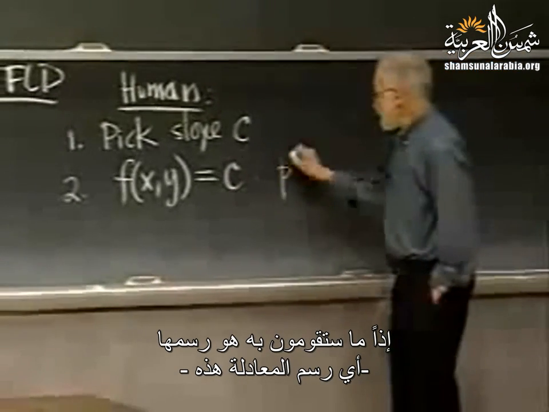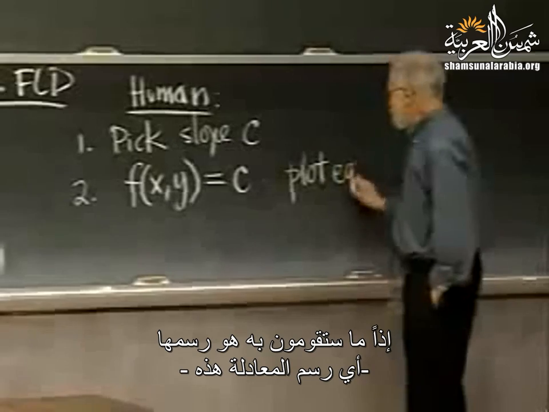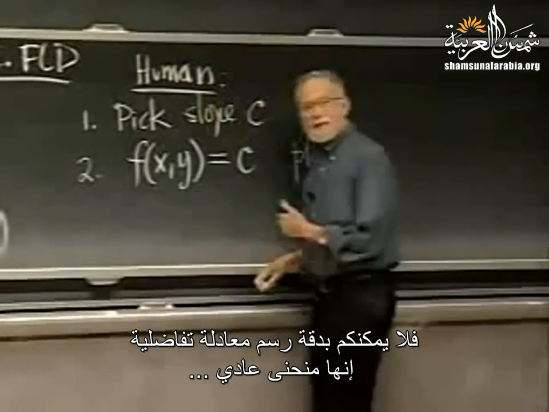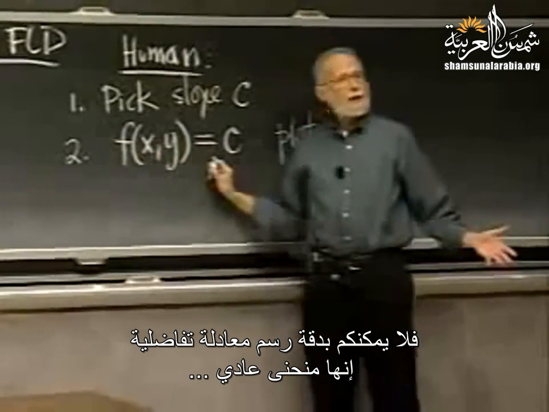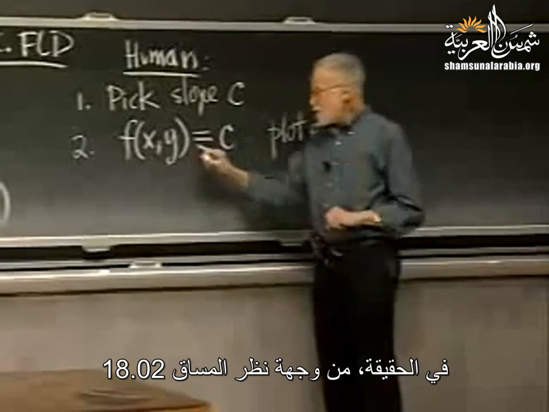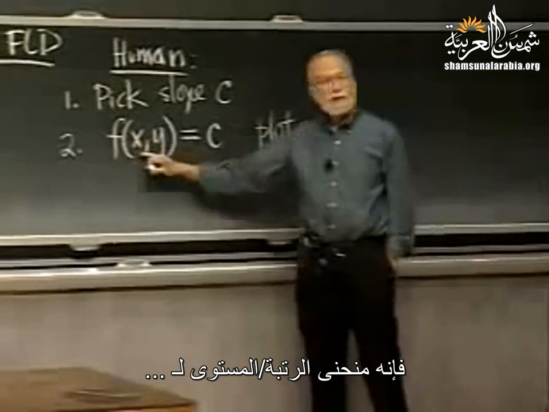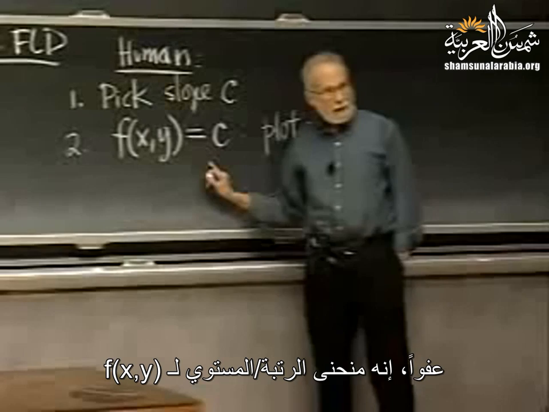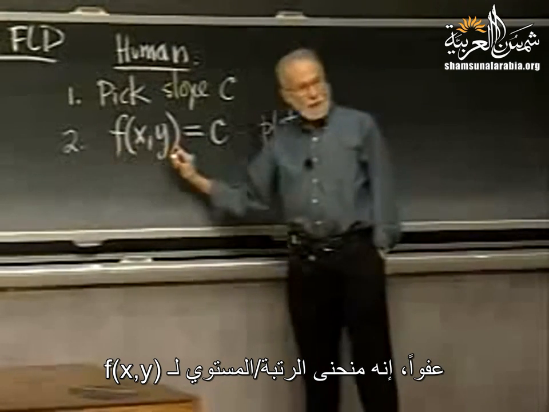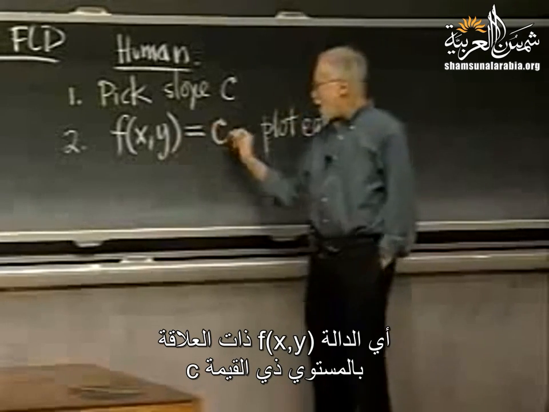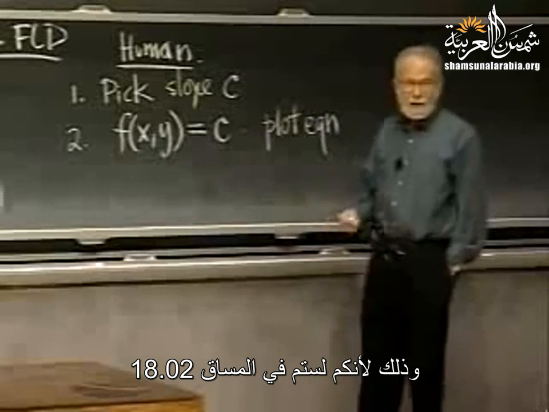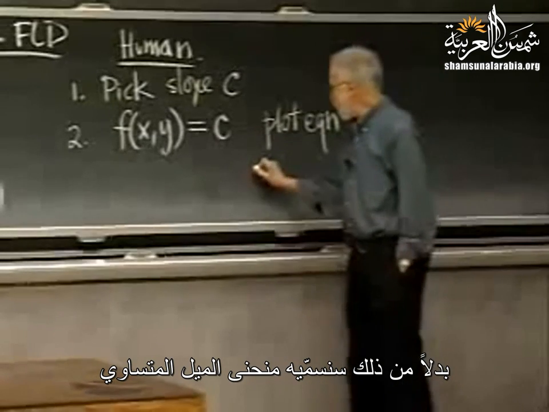So what you do is plot this equation. Notice it's not the differential equation. You can't exactly plot a differential equation. It's an ordinary curve, but which curve will depend on c. From the 1802 point of view, it's a level curve of the function f of x, y corresponding to the level value c. But we're not going to call it that because this is not 1802. Instead, we're going to call it an isocline.